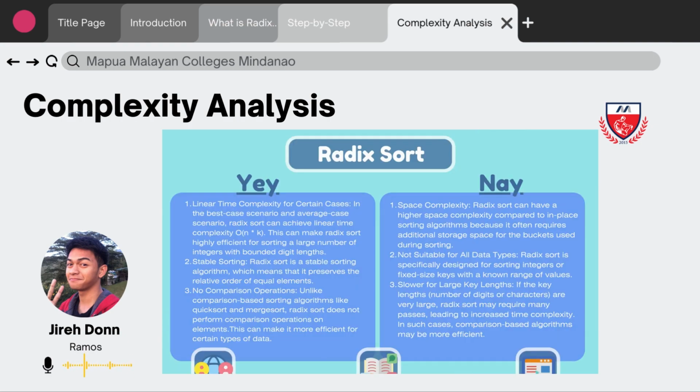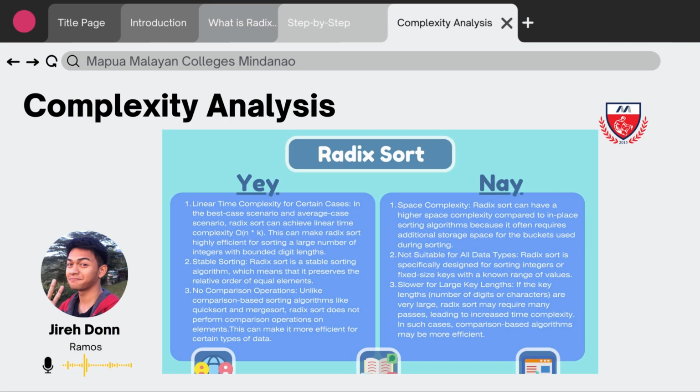So here I have compiled the advantages and disadvantages of a radix sort as compared to other algorithms. Its advantages would be that it has a linear time complexity for certain cases. In best case and average case scenarios, radix sort can achieve linear time complexity, and this can make radix sort highly efficient for sorting a large number of integers with bounded digit lengths.